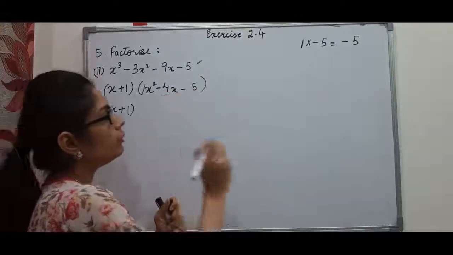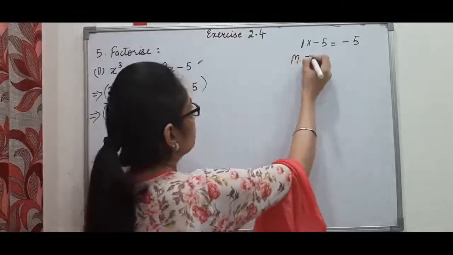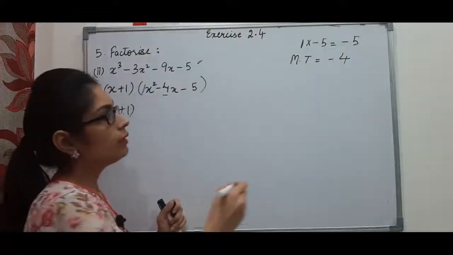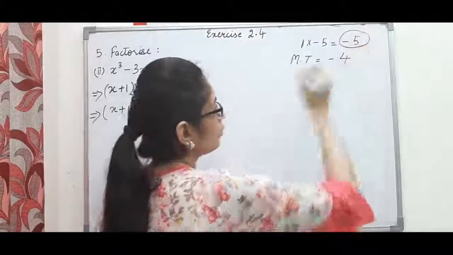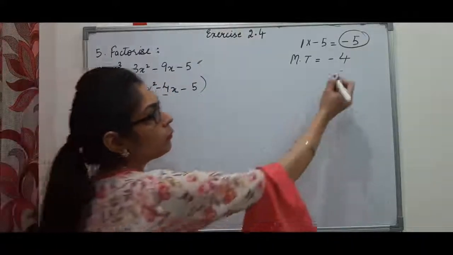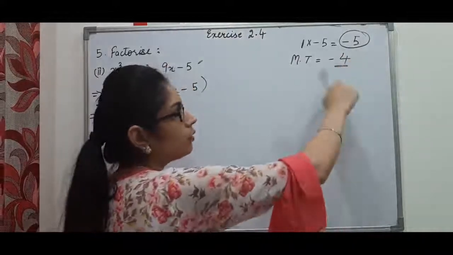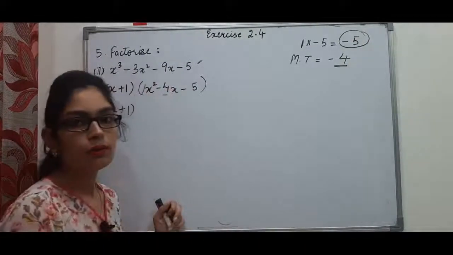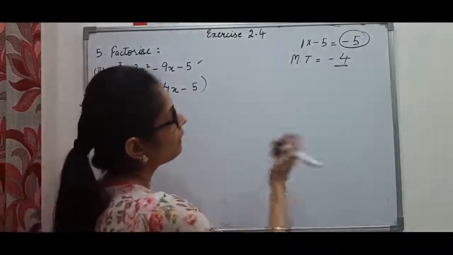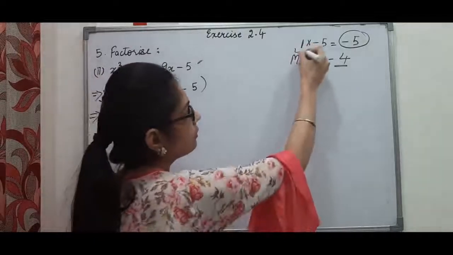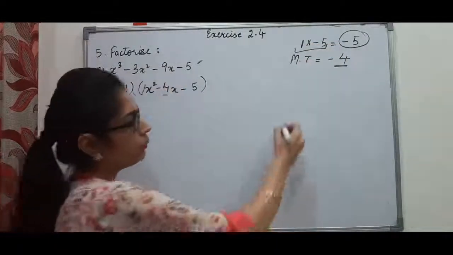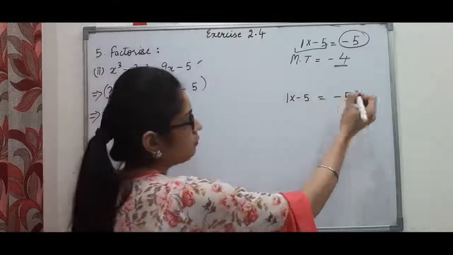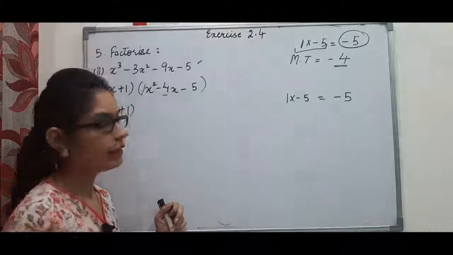Now you have to write the middle term. So the middle term is minus 4. You don't have to write the variable. Now we have to make factors of this such that the product of those two factors is equal to this, and the addition or subtraction is equal to the middle term. So let's start with the same numbers, 1 into minus 5. If I multiply this, I will get minus 5, which is equal to the product of first and last term.